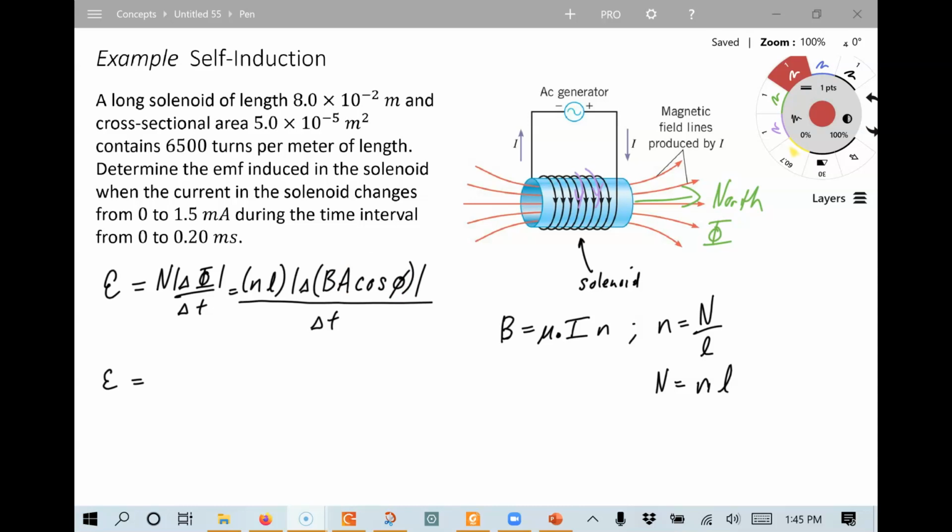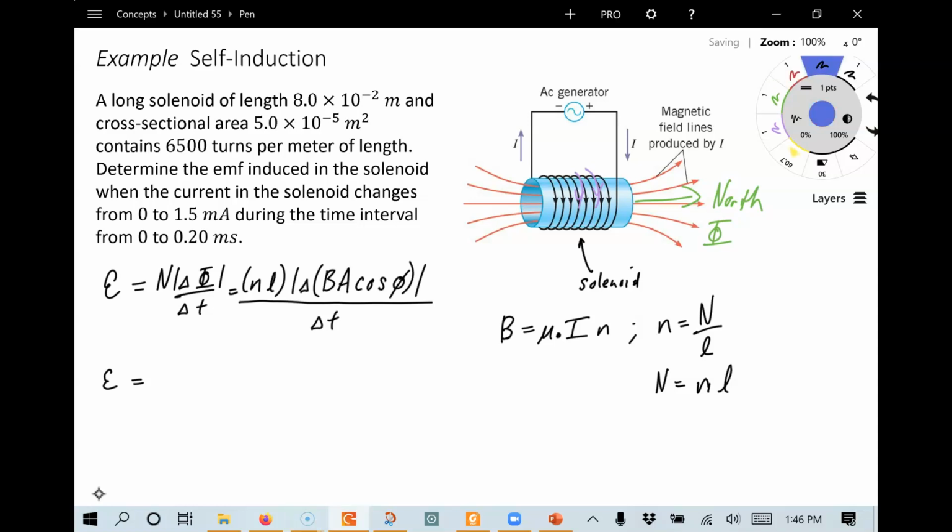Okay, so now I want to focus on the things that are changing here. B A cosine phi. Well, the normal line to the loop is straight through the center, and that's the same direction as the magnetic field inside the loop. So this is the direction of the normal line, and it's also the direction of the B field. So our angle phi here is equal to 0. They point in the same direction. That's 0, and cosine of 0 is 1. That takes care of that.